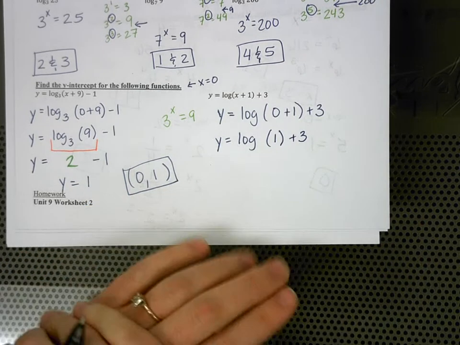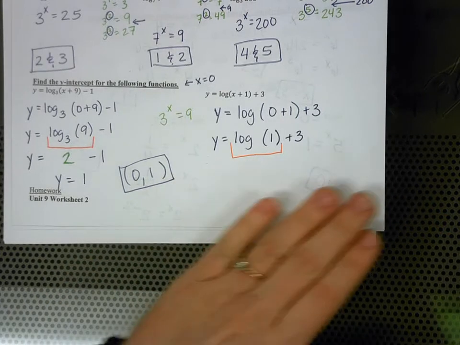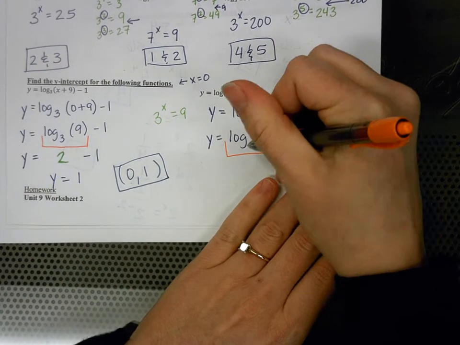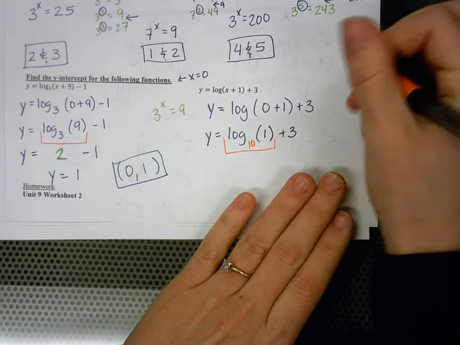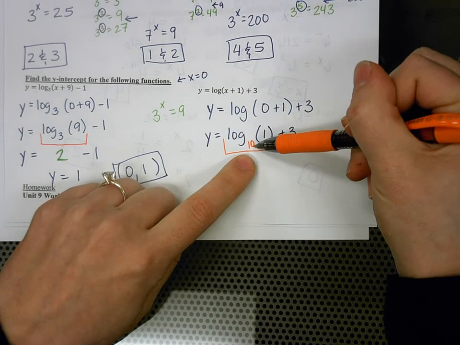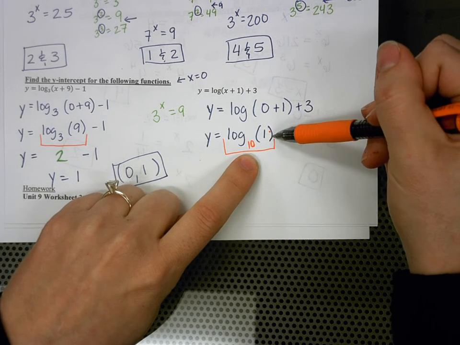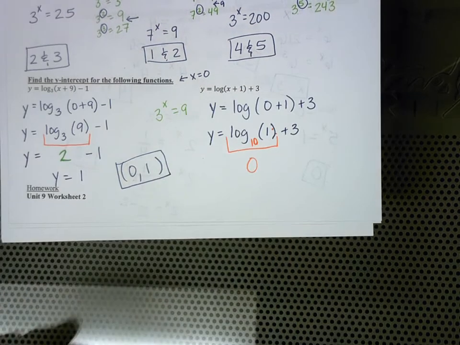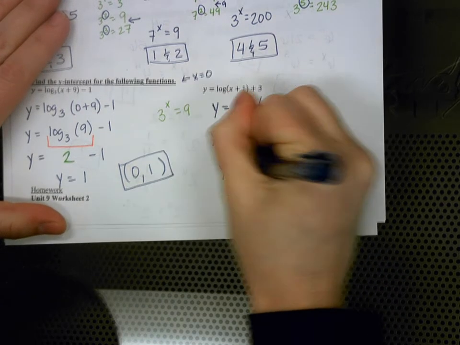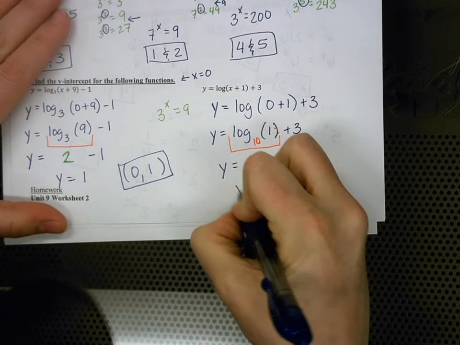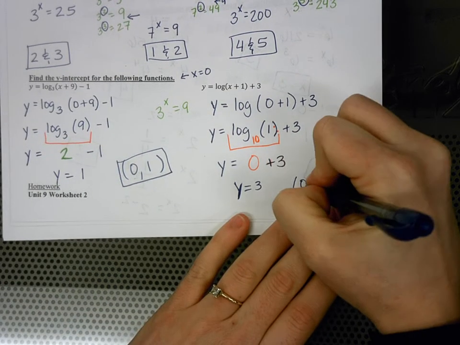But in order to evaluate log of 1, which is right here, we need to say what the base is. So if the base is not written, remember it is a 10. So this would be, what number do you raise 10 to get 1? What number do you raise anything to get 1? 0. 10 to the 0 power equals 1, so then we're going to add 3 to that. And 0 plus 3 is 3, so y. So this point is 0, 3 for our y-intercept.